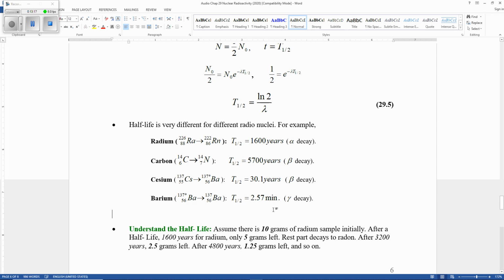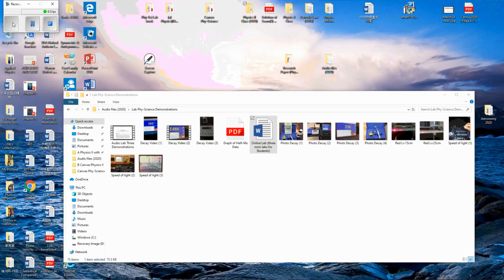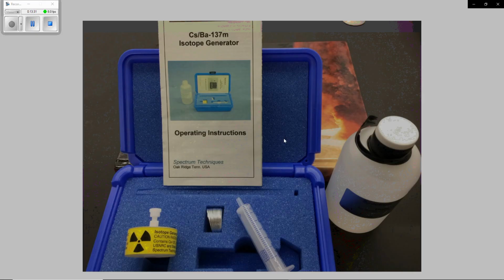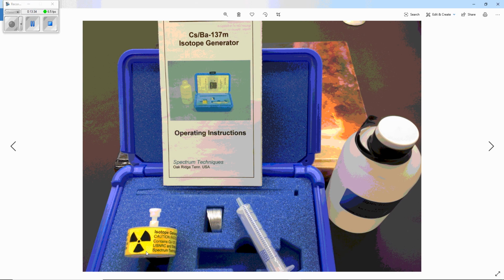Okay, so next I want to give you a demonstration, to see how this works. Okay, here's our lab. We're going to see a few photos first. This is our sample, and inside we have the decay sample. What we have is cesium and barium 137. We call it an isotope generator. The half-life is about 2.5 minutes, about 150 seconds.